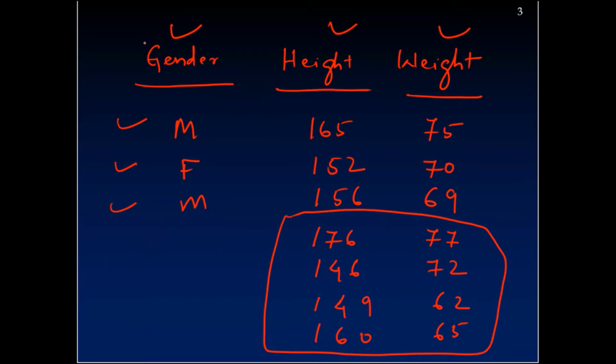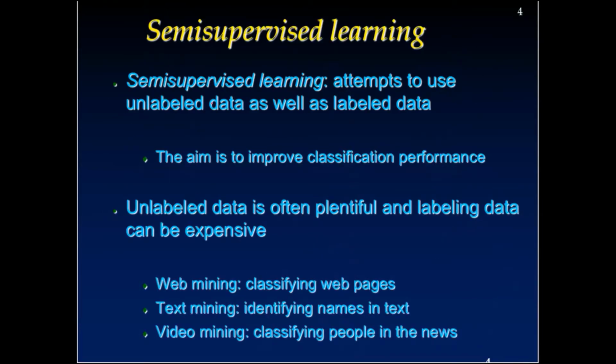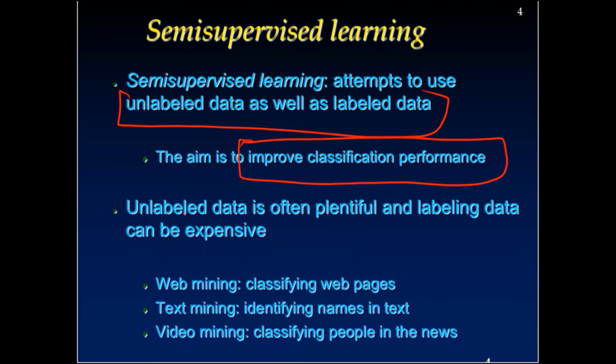This is a typical example of a combination of labeled and unlabeled data, where we would be interested in using a semi-supervised learning algorithm instead of just supervised or unsupervised. We'll combine both. Let's see how we do that. As I've already said, it's an attempt to use unlabeled data as well as labeled data. It's just a combination of the kind of data we just saw in the previous slide. The aim of this is to improve classification performance. It could also be a prediction; it could be a regression problem, and it could also be a classification problem.